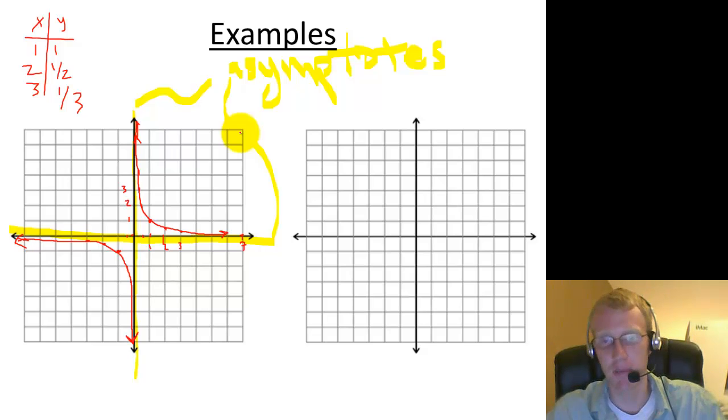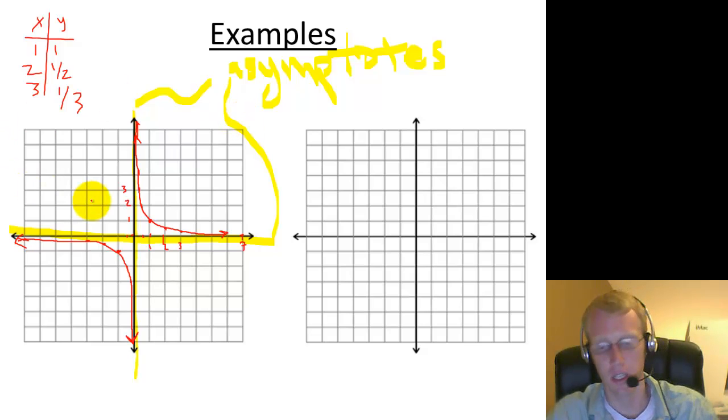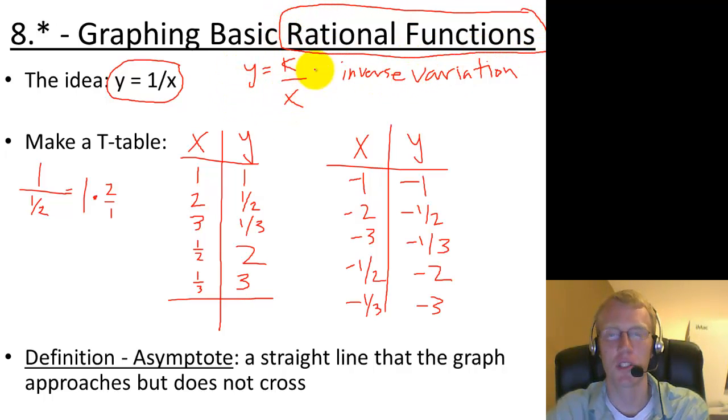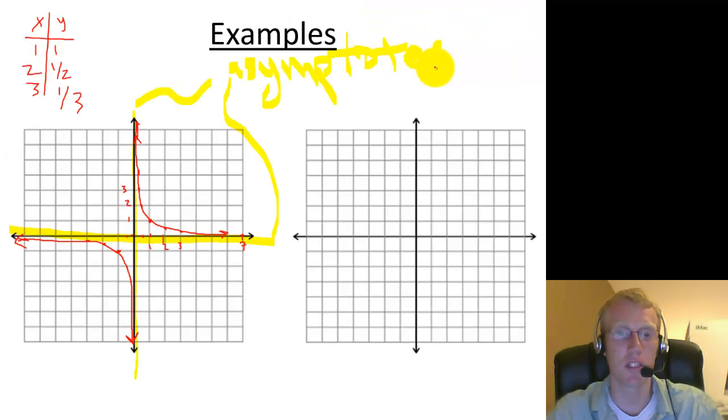But this is it. This is the basic graph. This is called inverse variation, which is an example of a rational function. So inverse variation is the simplest possible example of a rational function. And we're going to be getting more complicated ones in the following section.